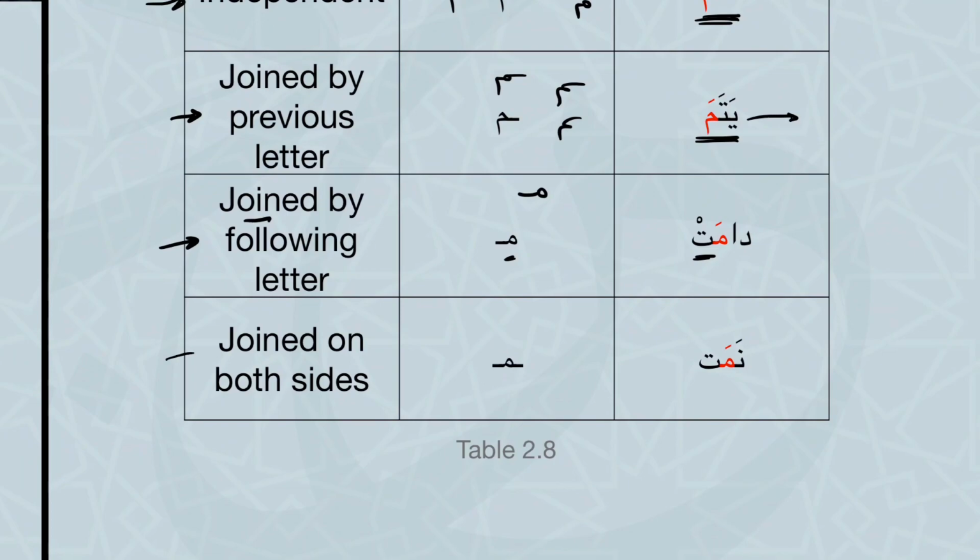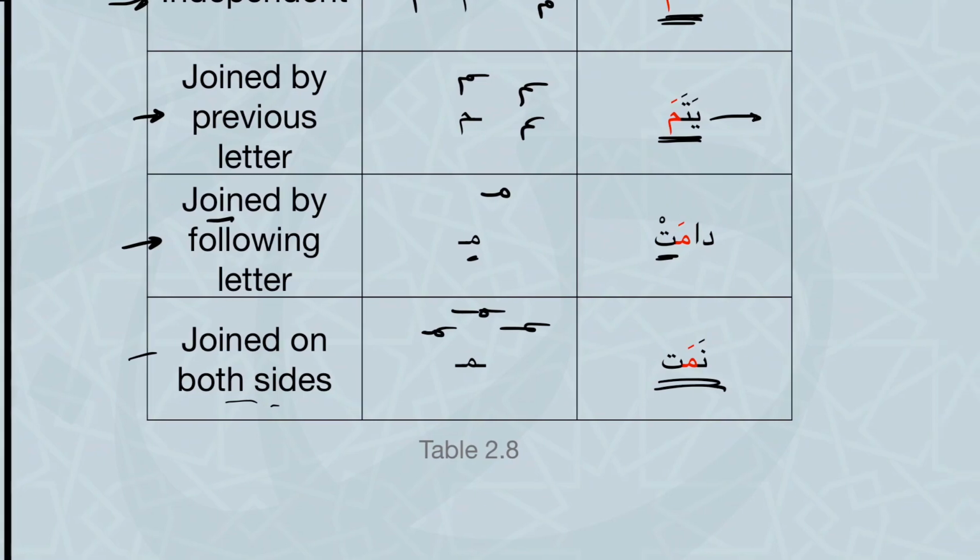The final position is joined on both sides. Basically, it's a line, a circle, and continue. You can just go like this, and it's completely fine. And this one is namat. Namat is basically it grew, but it's referring to something that is feminine.